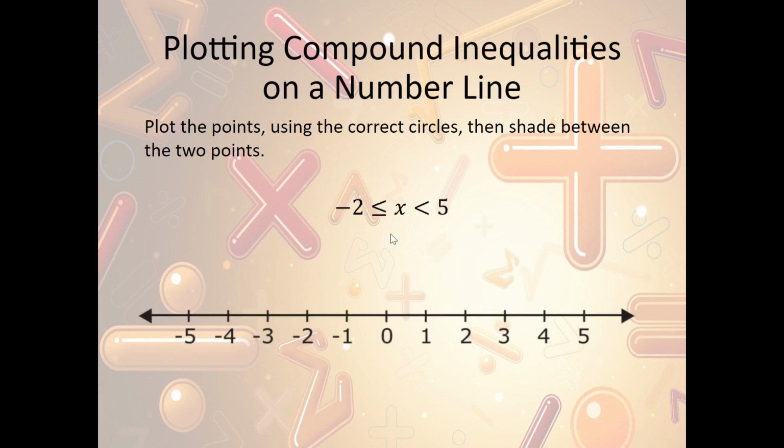Let's take a look at another example now. We have -2 is less than or equal to x is less than 5. So we know we're going to have a point at -2, and they did add something extra, so we will too, so it's going to be a closed circle here at -2. And we're going to have a point here at 5. They didn't add anything extra, so it's going to be an open circle.